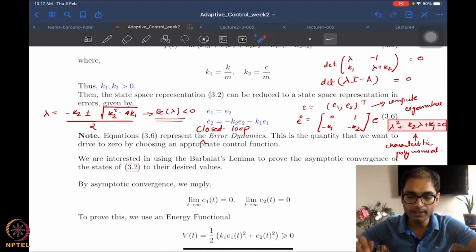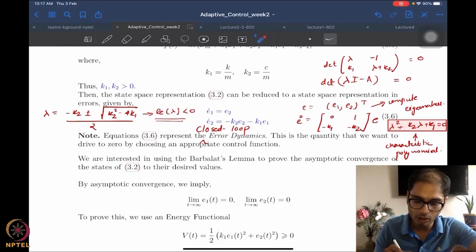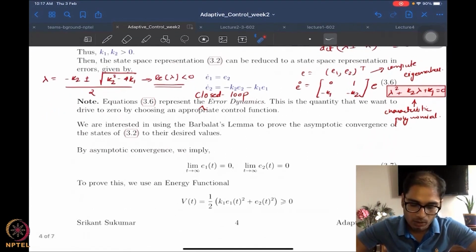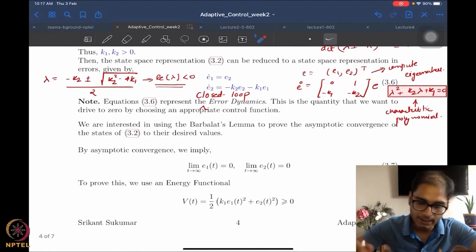Now that we understand this quite well, that's why this is called closed loop dynamics. Right? This is called the closed loop dynamics, and these are the quantities, that is e1 and e2, that we want to drive to zero. Now, what do we want to do? We talked about this last time, right?